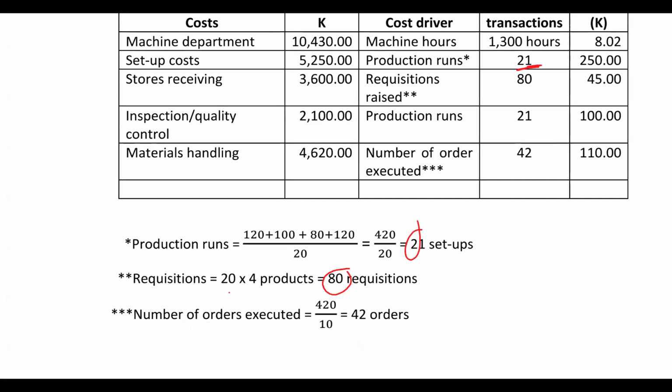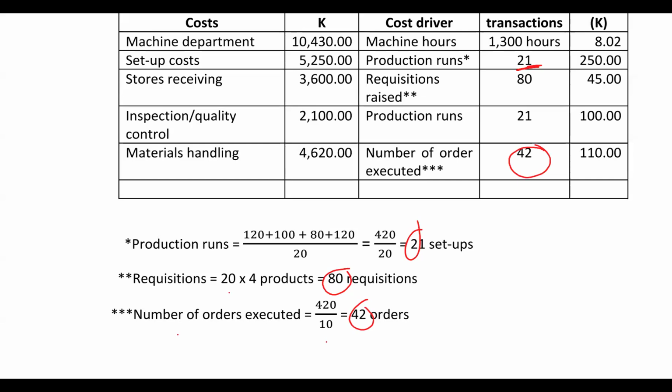For the number of orders executed, you're told that these are sold in batches of 10. So you divide the total number of units by 10 units per batch. That will produce 42 orders. So the number of orders is 42. That's how you find it.